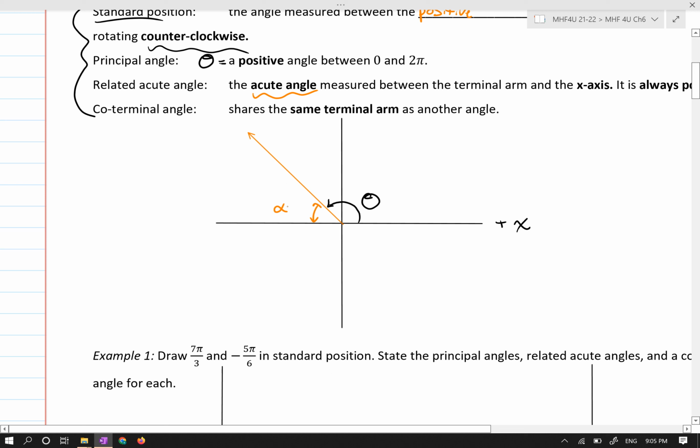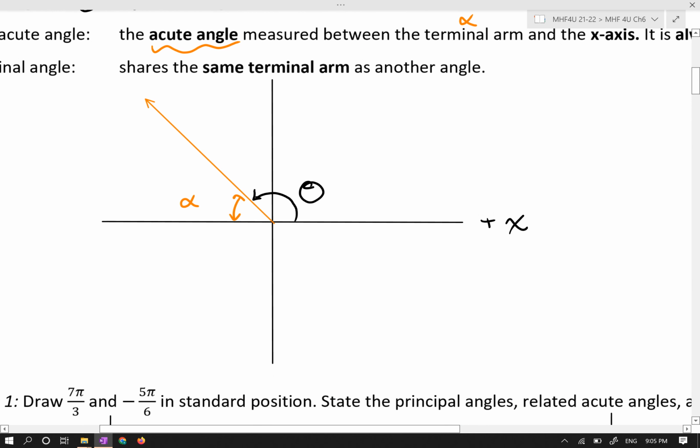Our related acute angle is given by the Greek letter alpha. Now, we need to be careful. A common mistake when coming up with your related acute angles would be to put your related acute angle in between the terminal arm and the y-axis. That's not where it goes. The related acute angle is always measured against the x-axis. All right, now this is an always positive angle, and that means what we're measuring with this angle is the difference between our terminal arm and the closest x-axis.